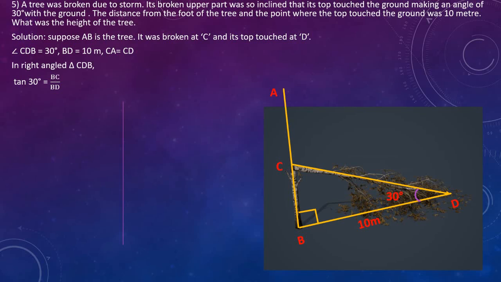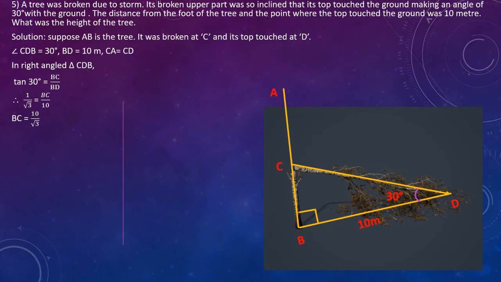Now here you can see a right angle triangle CDB, where angle CDB is 30 degrees. So we can use some trigonometric ratio over here. We have the adjacent side and we need to find BC, which is the opposite side. So we are going to use the tan ratio. Tan 30 degrees is equal to opposite upon adjacent, which is equal to BC upon BD. Tan 30 degrees we already know from the table, that is 1 upon root 3, which is equal to BC upon BD, which is given as 10. So let us substitute all those values over here. Therefore we get the value of BC is equal to 10 upon root 3.